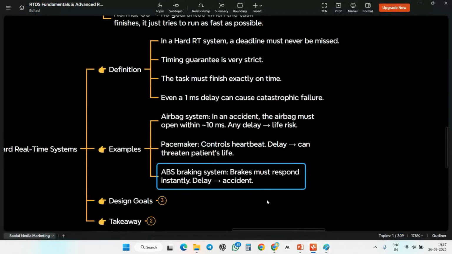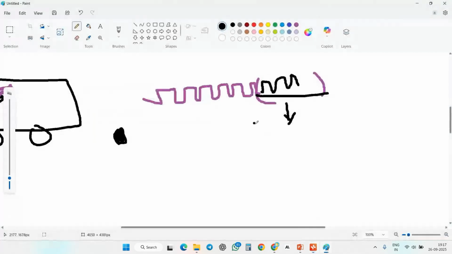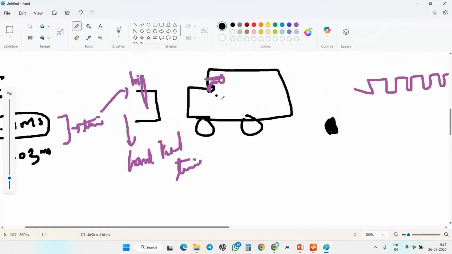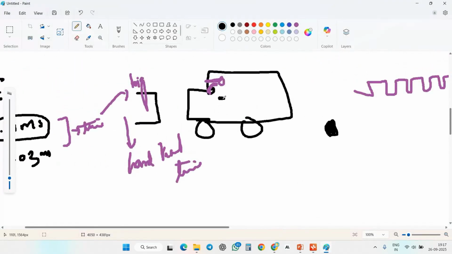The same goes for the braking system. If you are driving any car or any bike, the brake should react the moment we handle it, within a fraction of a second, right? Within 0.01 milliseconds. So they must be allocated some duration for that.